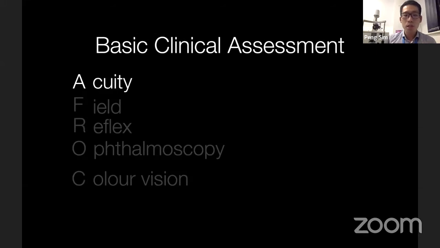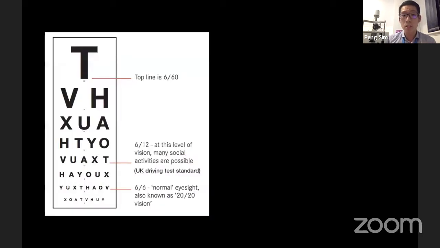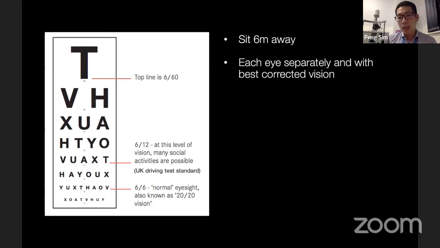So acuity. We normally do this, at least in the eye clinic, using a Snellen chart. So this is a Snellen chart on the left, and the way we conventionally do it is we sit the patient 6 meters away from the chart, and hence the first number at the top being 6. And in ophthalmology, every test that we do, we always do one eye at a time, never both eyes together. So if there's something to take away from this talk, it is that it doesn't matter what you test, vision, pupil reflex, color vision, you always do one eye at a time.